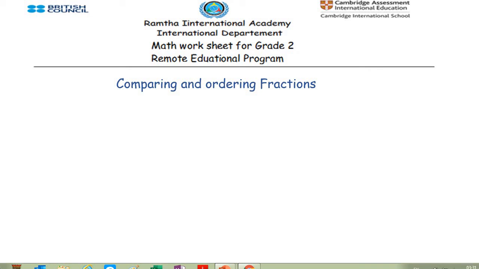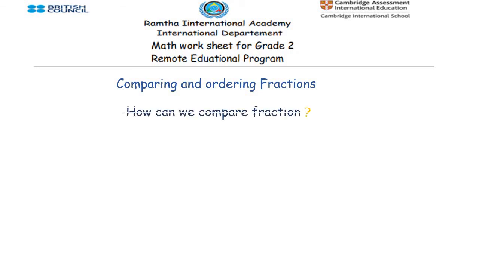Our lesson today will be about comparing and ordering fractions. We need to know how we can compare two or more fractions together, and then how we can order a group of fractions together. Okay, the first thing we need to ask ourselves: how can we compare fractions?